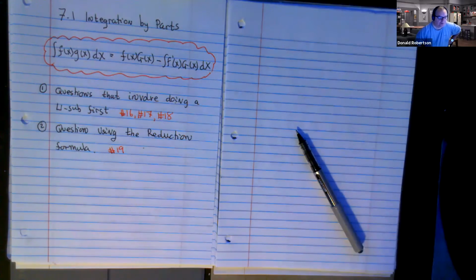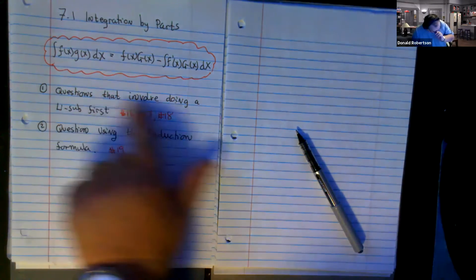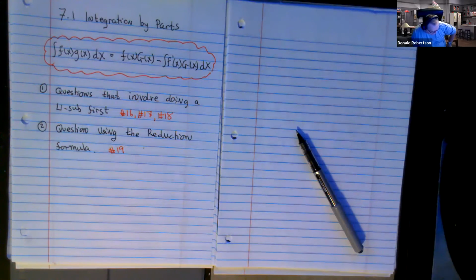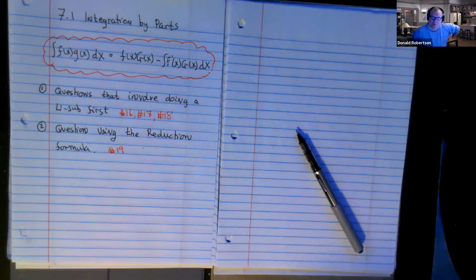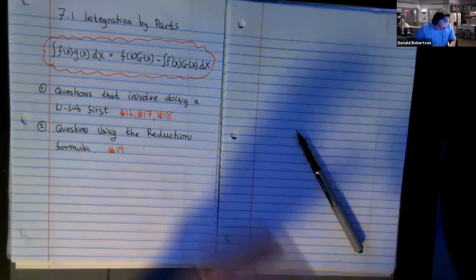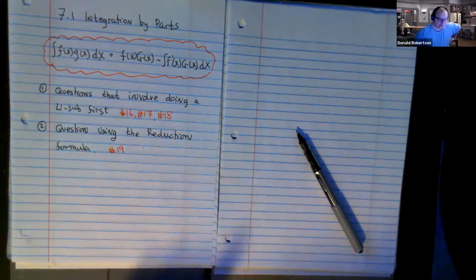Okay, so what we're going to be doing is some questions where you do a U-sub first. So you do a substitution, and then you will end up with an integration by parts. We've already seen questions where you start with an integration by parts, and then you finish with a U-sub. We've seen ones that did it that way. So they're kind of switching the process. So it's a mix and match process, and there's 3 questions that do that.